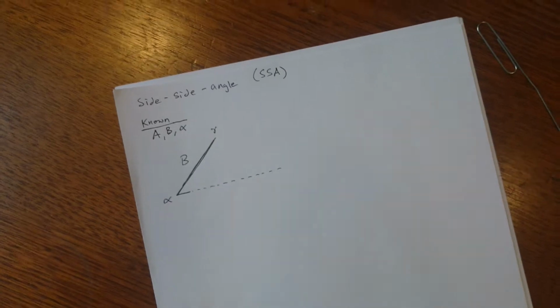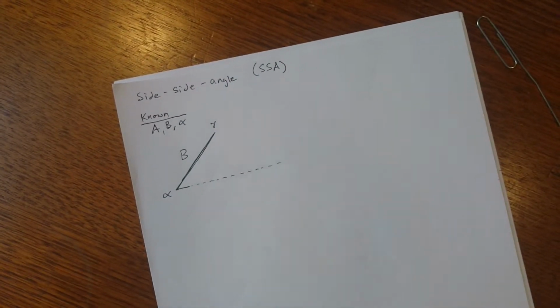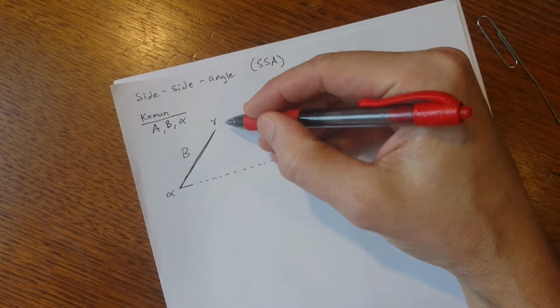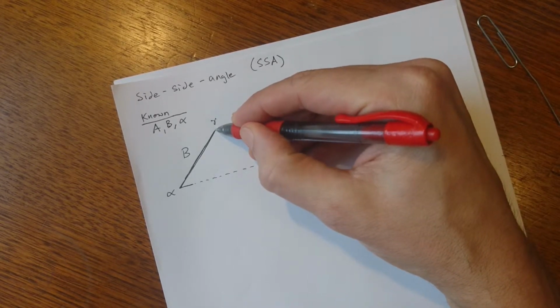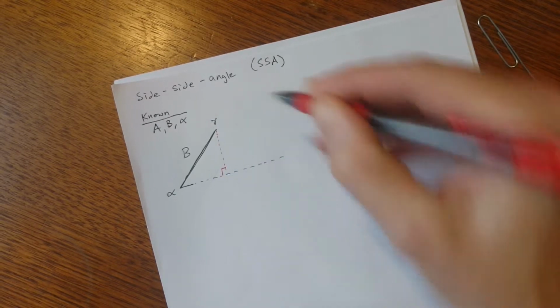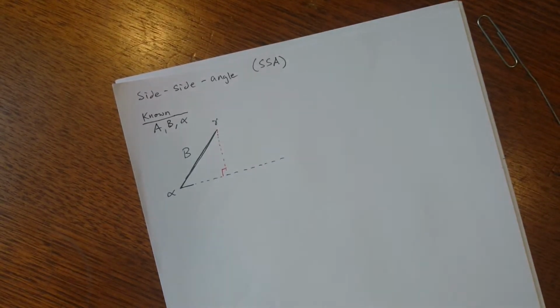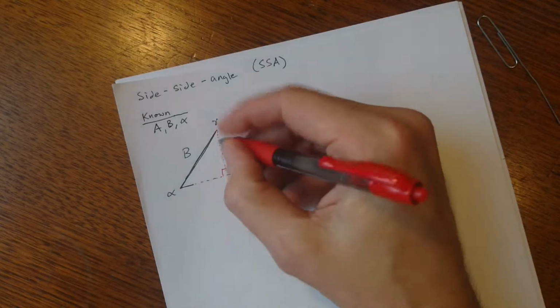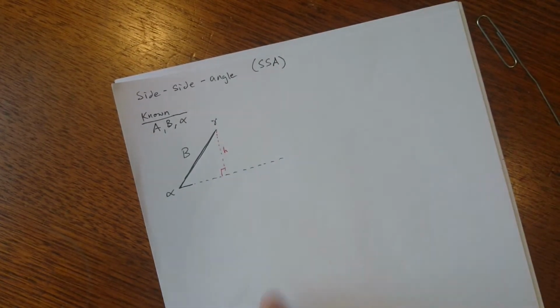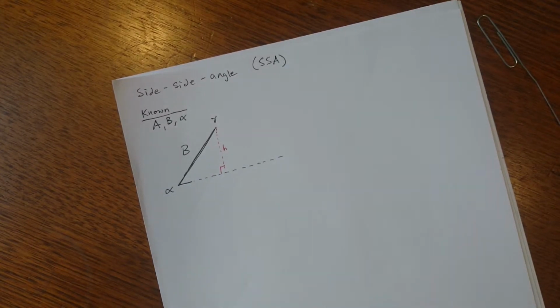What I am going to draw in is a perpendicular line dropped from gamma, from this point, down to the line that we know side C lies along somewhere. We'll call this H. If we had a little right triangle here, this is the height of that triangle. That's going to help us determine when we have this ambiguous case.